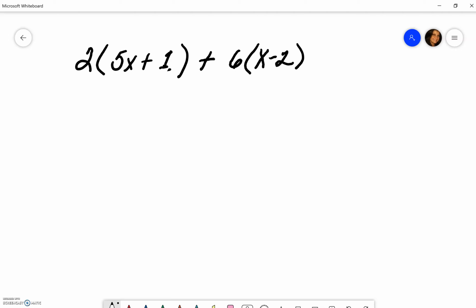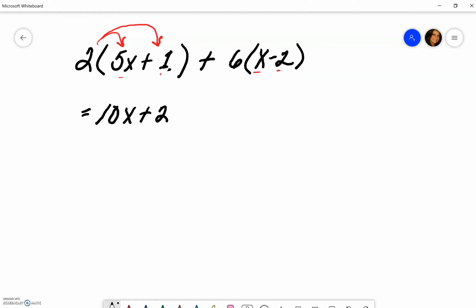Well, when you look inside the parentheses based on the order of operations, you can see we can't combine these because not both numbers have the same variable. So the next step would be to multiply before we add. So we're going to multiply these out. When I start multiplying, I have 10x plus 2.